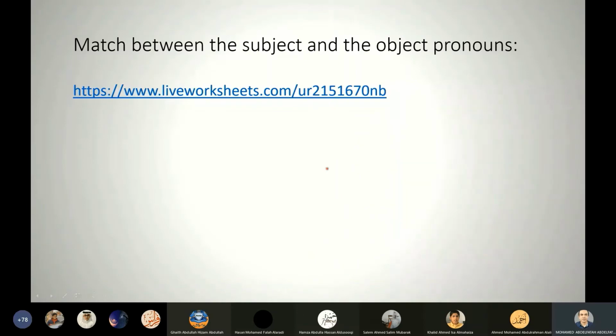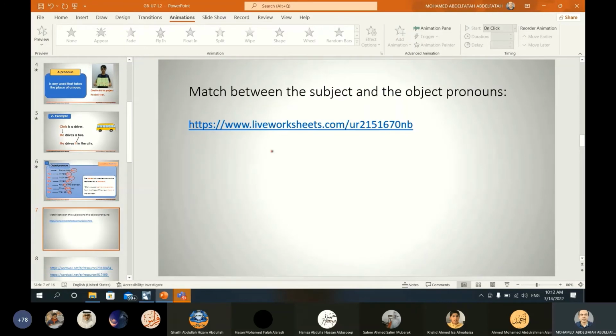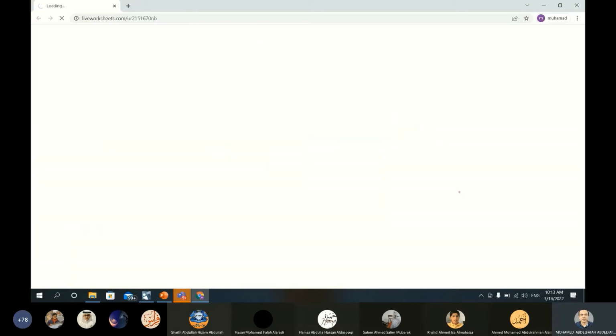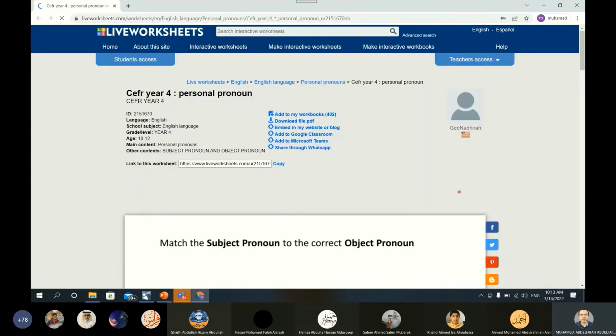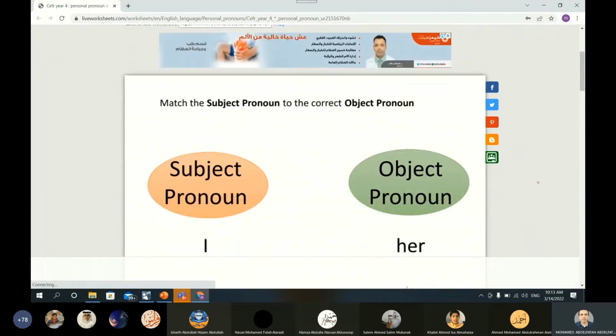Now I have got an activity using the live worksheet. All students, get ready because I need your help to finish this activity. It's a piece of cake. It's as easy as pie.